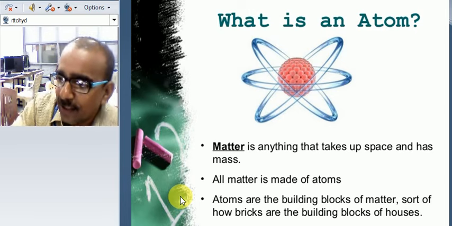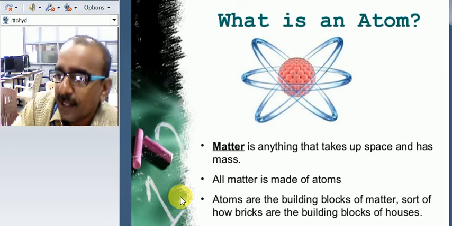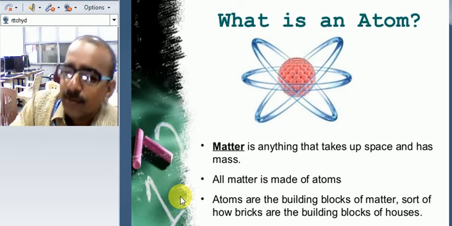Matter is anything that takes up space and that has mass. All the matter is made of atoms. Atoms are the building blocks of matter. The example is our bricks, how our construction is made by using the bricks.